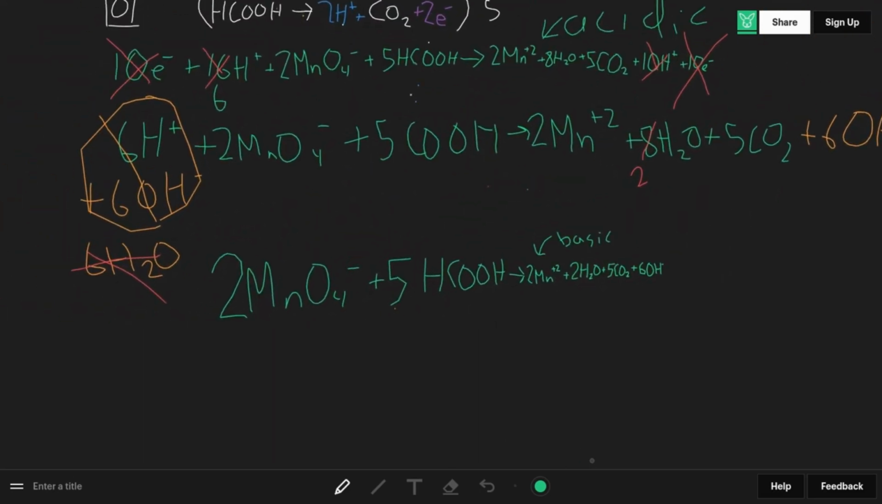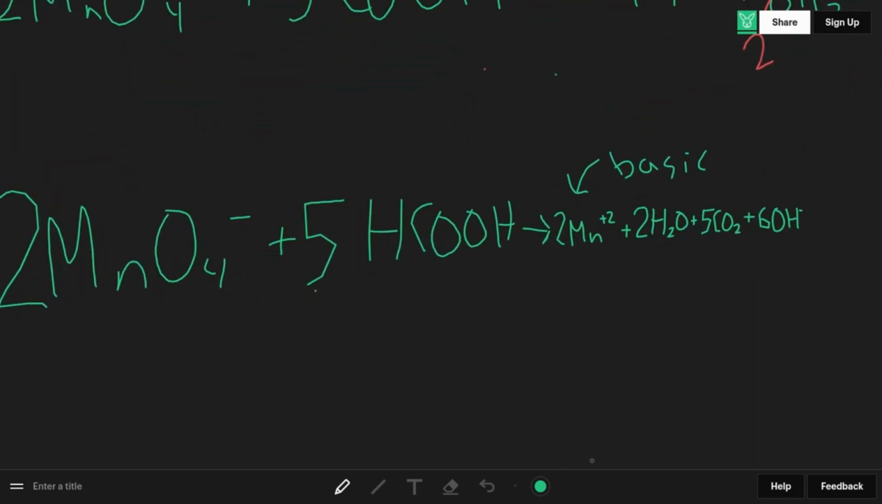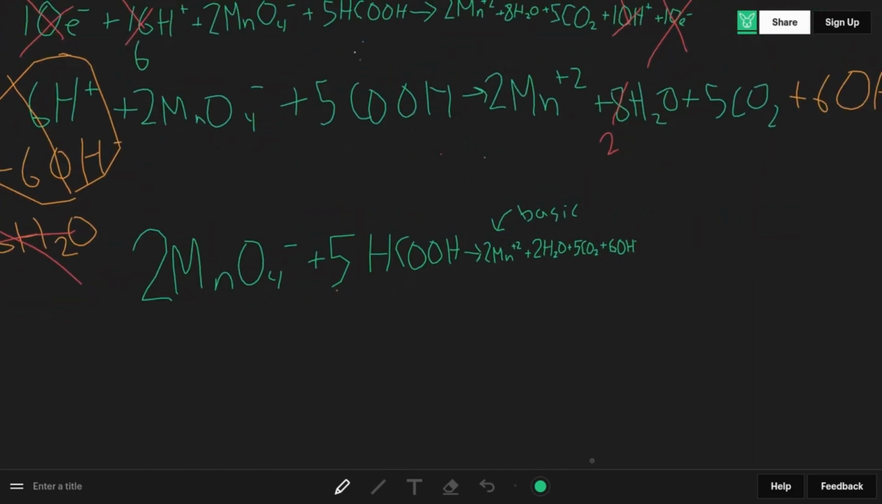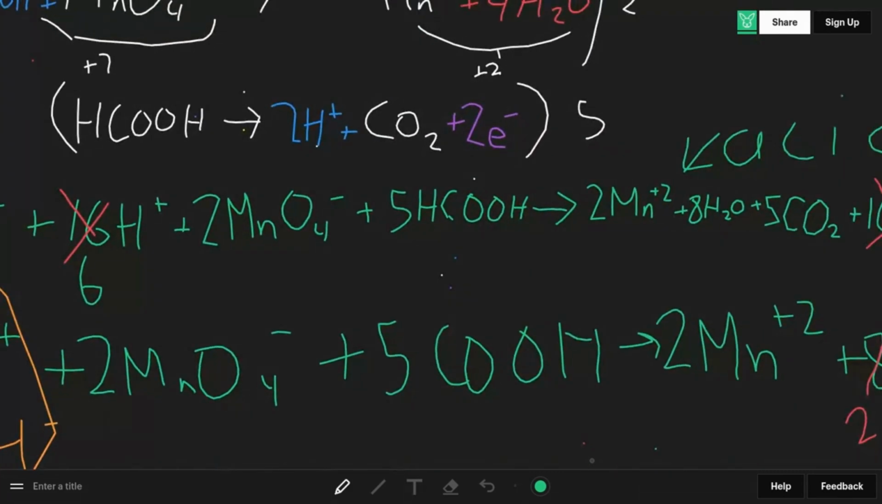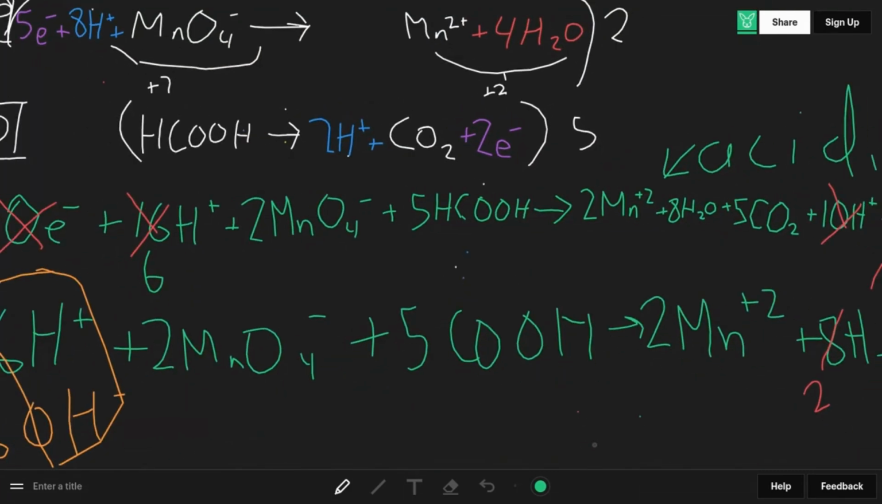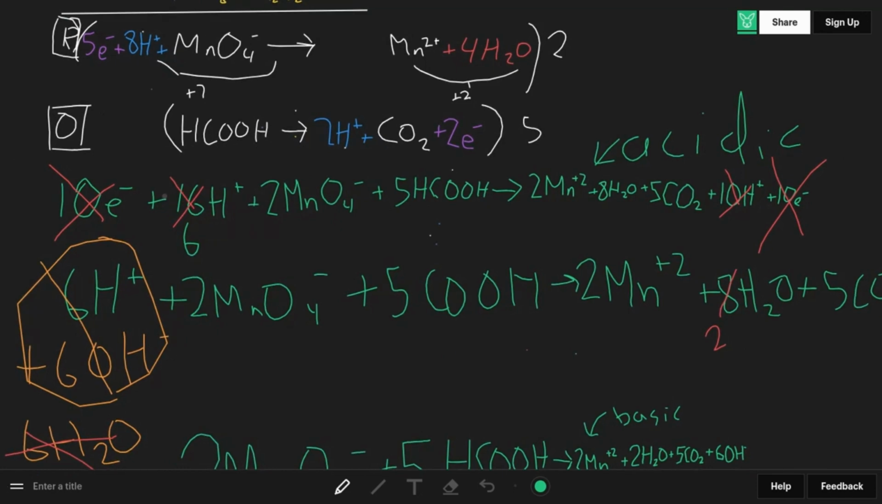Oh, that's way too small. Oh well. Here's our answer in basic conditions. And if we were in acidic conditions, it would be this green stuff over here. And yeah, that's an example for the redox reaction problems.